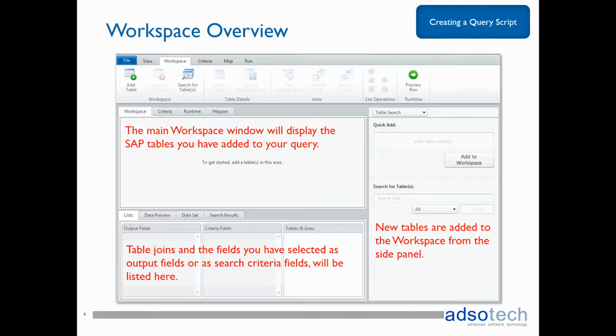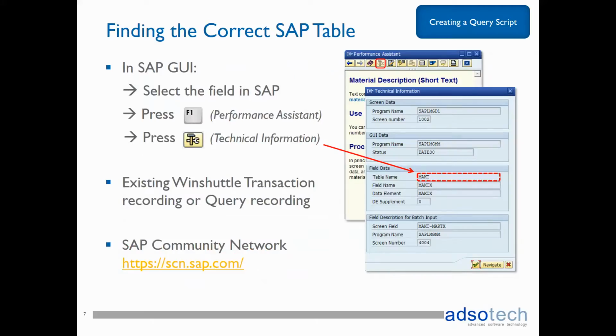This will open up the main workspace view of WinShuttle Query. The workspace view will change depending on what step of the query creation process you are in. But the first order of business will be to start adding tables to your workspace by using the panel on the right. But before we start adding tables, a quick side note here. The main challenge in building queries lies in finding the correct SAP tables that store the data you are interested in. The query builder does offer some tools that can help you with locating the tables, but here are a few quick tips that you might find useful.